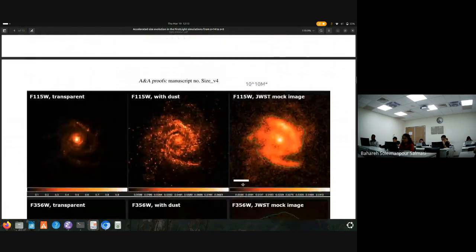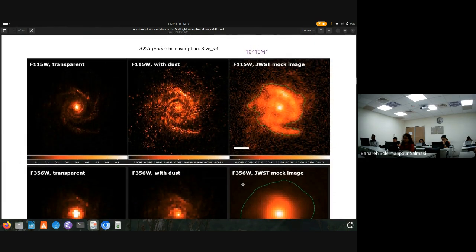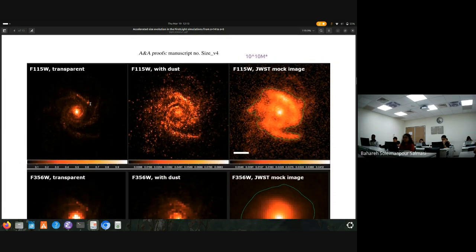So this is an example of what the simulated galaxies look like. The left panel is without any dust attenuation. This is the dust part, and then this is adding instrumental effects to the image. One thing you can notice is that the intrinsic size of this galaxy is very small, but when we include the dust, the inferred size of the galaxy increases.